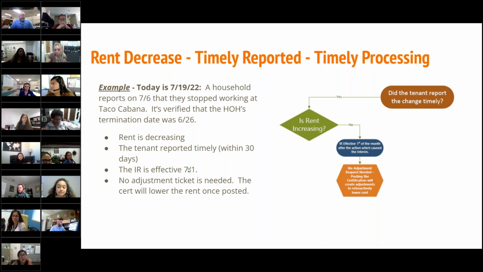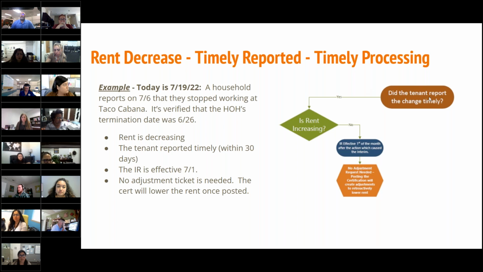No adjustment ticket is going to be needed. The certs are going to do all the work here. So once you get that July 1st IR signed, and then once it gets posted, you'll see an adjustment on the ledger that removes the amount that they were originally charged and charges them the new amount based on that employment no longer being listed on their 5.9.